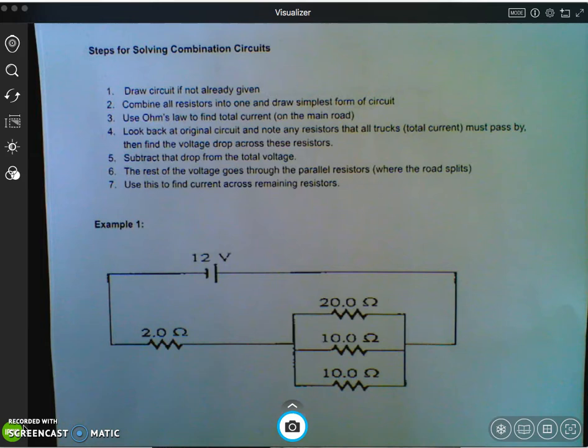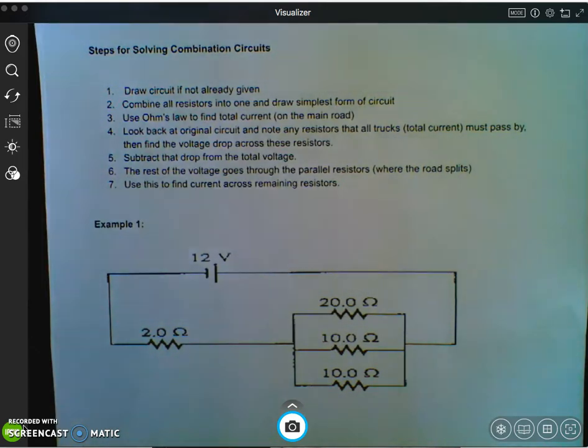So I have listed the steps for how to solve combination circuits. Sometimes these will have little steps in between depending on the circuit, but we're going to go in order. We'll start with a simpler one and then go in order to a much more difficult one. This way you have examples that you can look back on.